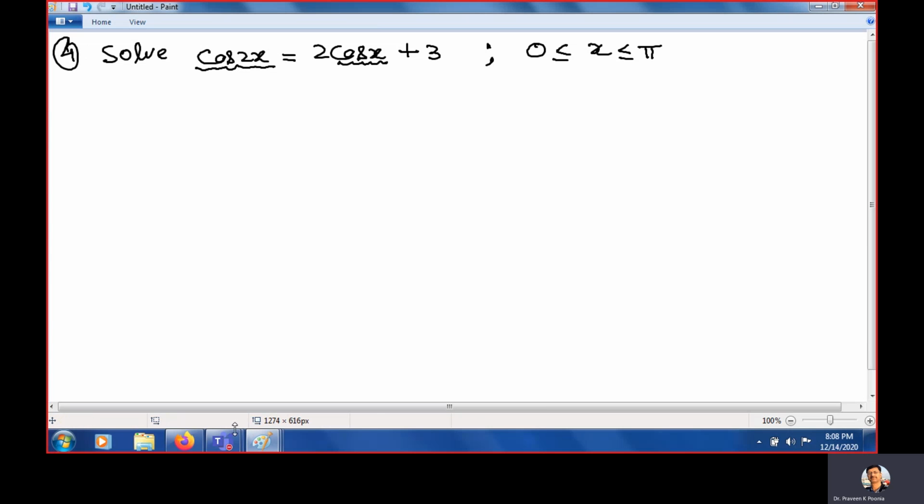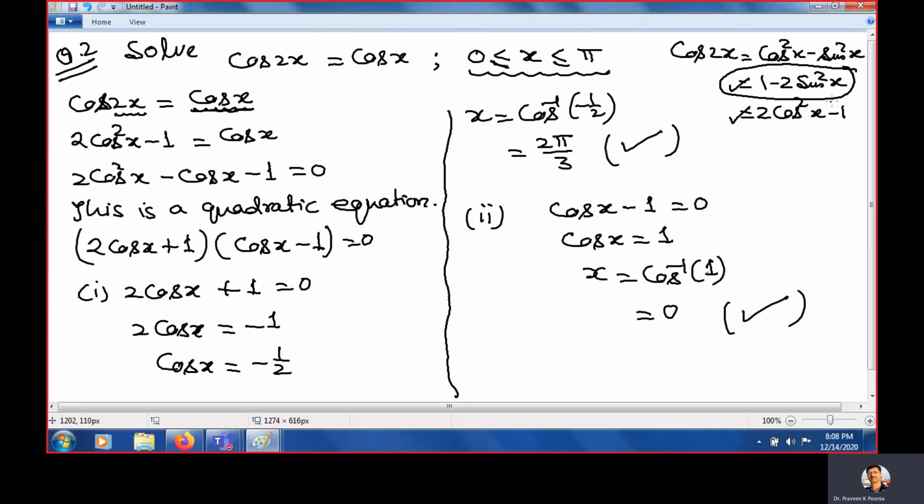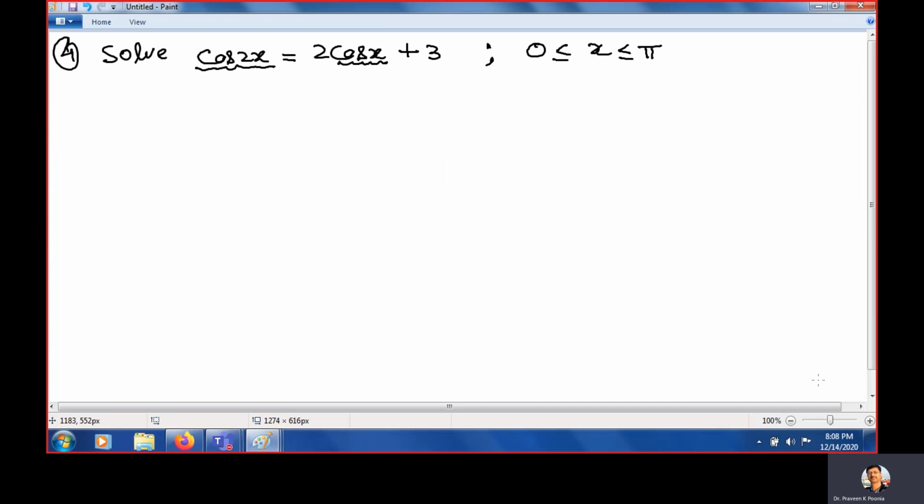Now again here is cosine x and here is cos 2x. So what value of cos 2x will we put? We will put the value in terms of cosine. So the value is 2 cos squared x minus 1. So the equation becomes twice of cosine square x minus 1 equals twice of cos x plus 3.